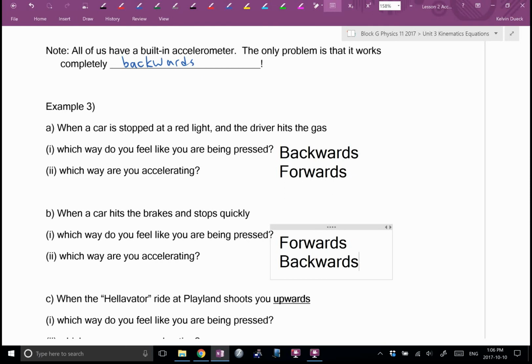Have you been on the elevator before at Playland? When it shoots you up, which way does your stomach feel like it's going? Down, but which way are you clearly accelerating? Up.